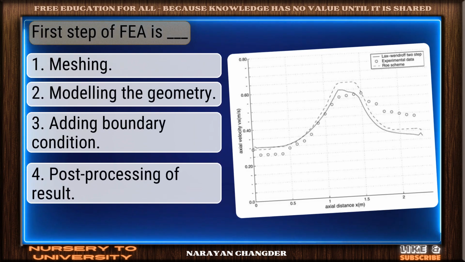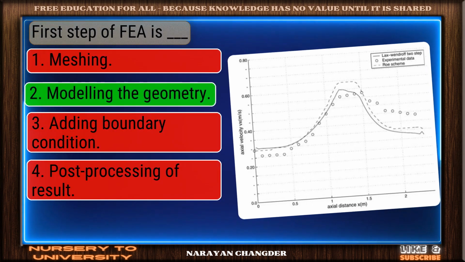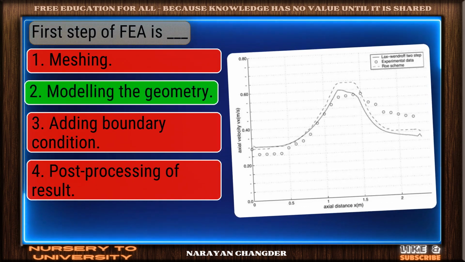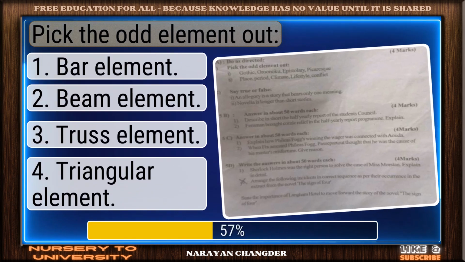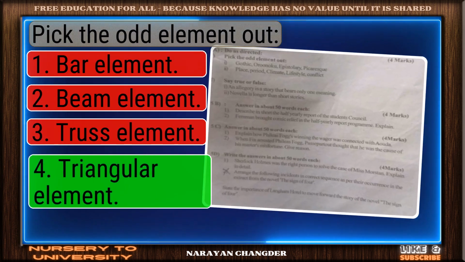First step of FEM is dash. Smart pick. Modeling the geometry is the correct choice. Pick the odd element out. Perfect. Triangular element is the correct choice.